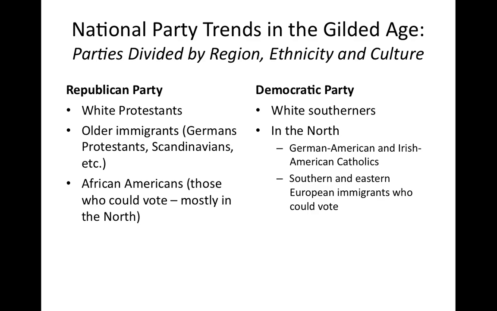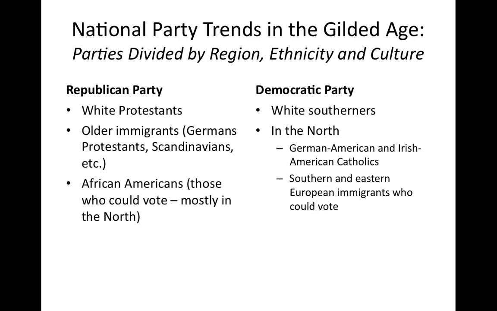The parties were divided during this time period by region, ethnicity, and culture. In fact, perhaps one of the major reasons why there was such high voter turnout was that your political party affiliation said more about who you were as a person than about what you believed in. You'll see in just a little bit that the Republicans and Democrats had very few differences politically. There were some important ones, but there were few of them.